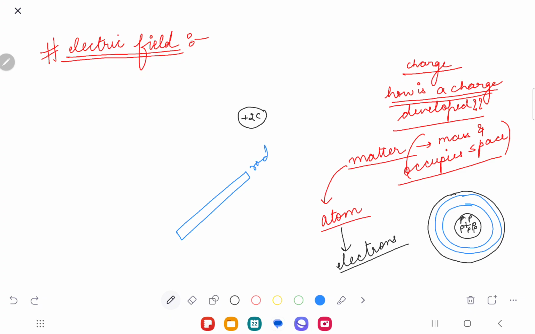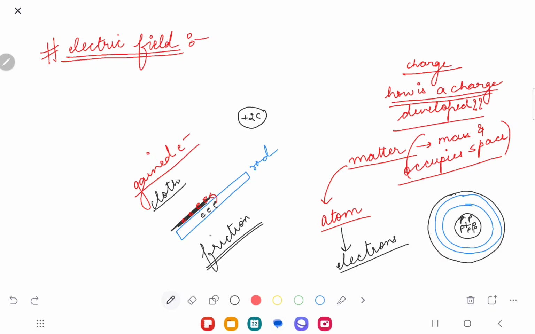You must have read these kinds of experiments. Let's suppose we have a rod and a cloth. If we rub this cloth over the rod, there is a lot of friction. Because of that friction, because of that heat, the electrons from the rod went into the cloth. So the cloth gained electrons, and the rod gained positive charge.